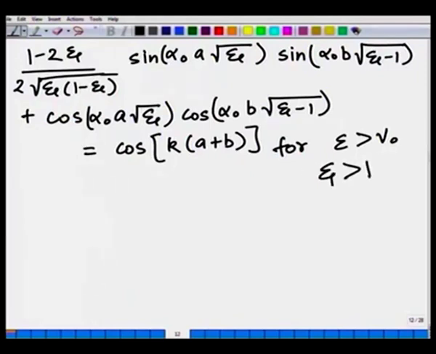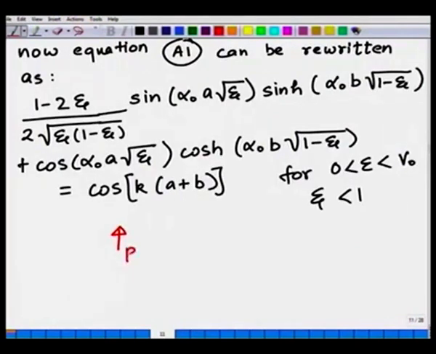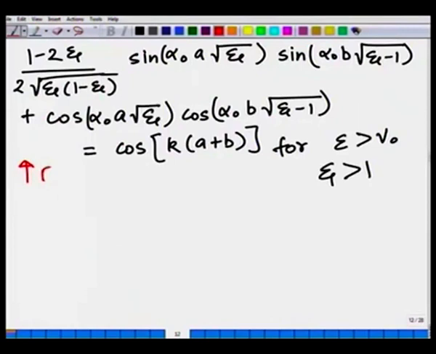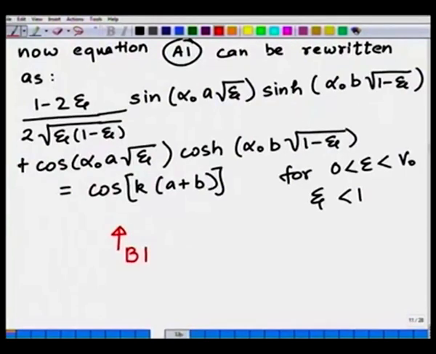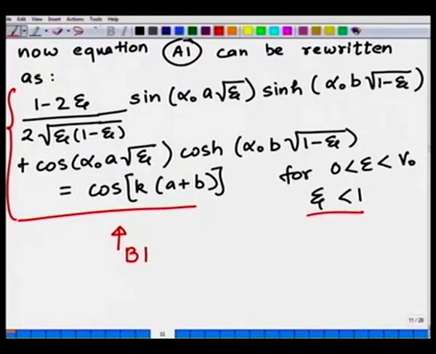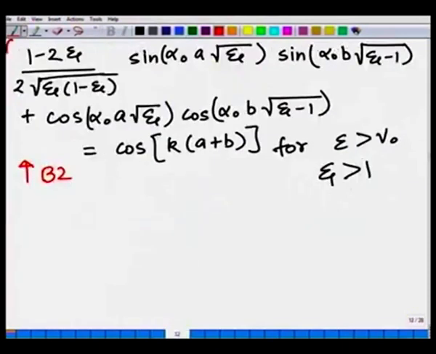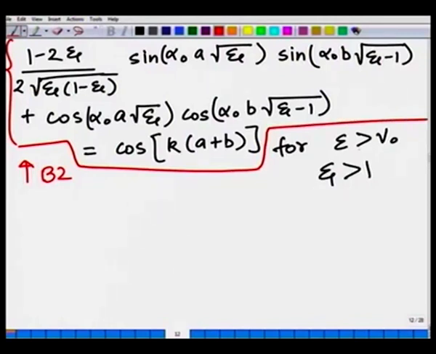That is the condition. Let us call this equation B1, and let us call this equation B2. So B1 and B2 are the equations we are referring to. B1 is the condition for a solution to exist when zeta is less than 1, that means when energy is less than V0. B2 is the condition for a solution to exist when energy is greater than V0, and that means zeta is greater than 1.